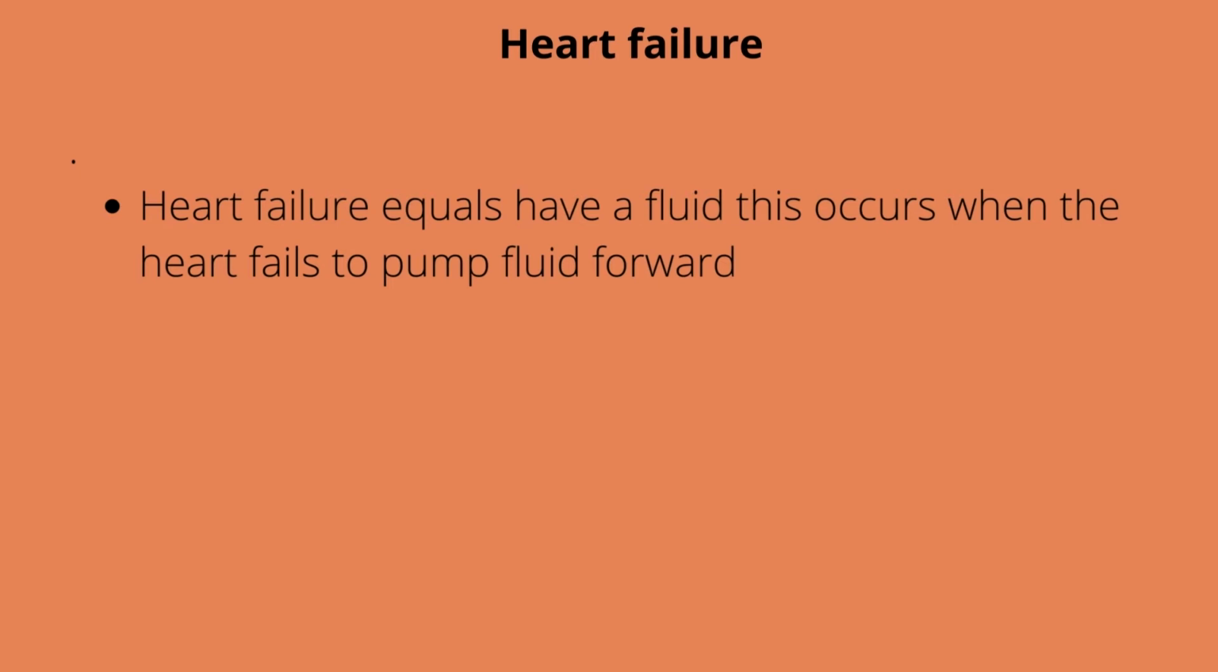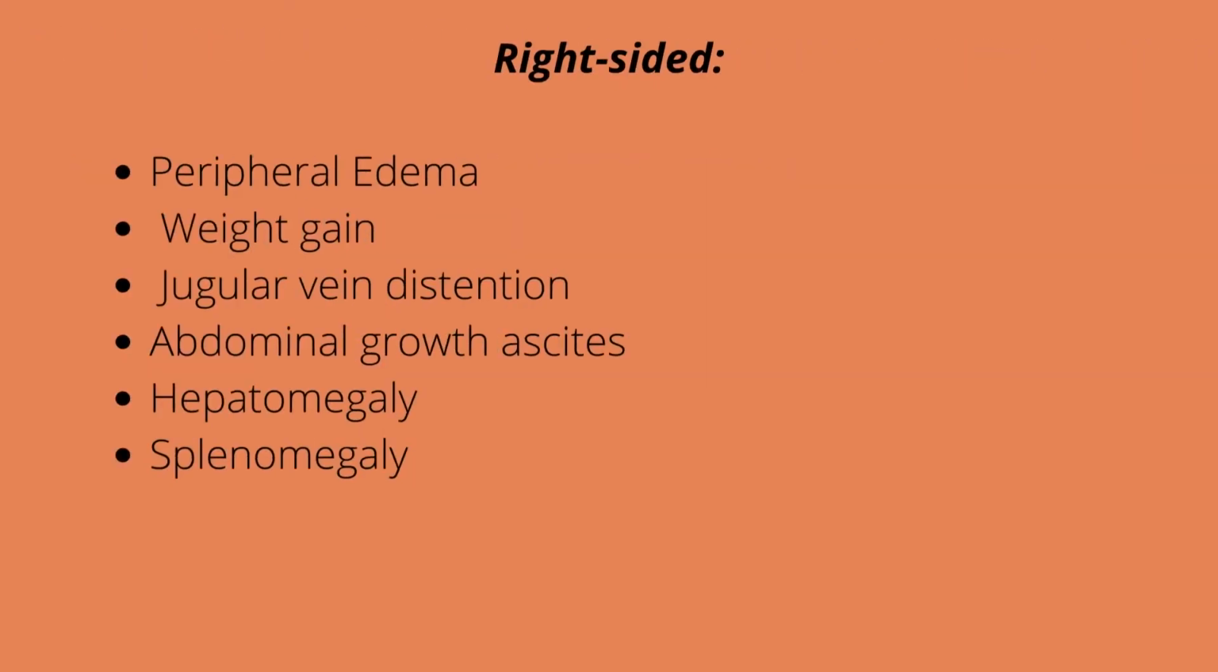And with heart failure, we could either have right-sided or left-sided. So with right-sided heart failure, we're going to note certain things. We're going to have a rush of the body with fluid, the peripheral edema. Patient will have peripheral edema. There will be weight gain. We need to report any weight gain of 3 pounds per day or 5 pounds per week to the medical doctor. Of course, we're going to note edema. They're going to have jugular vein distension.